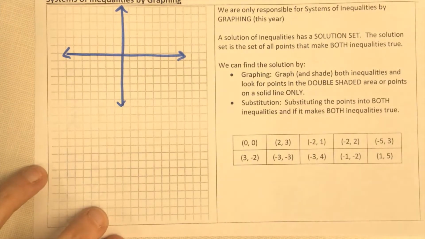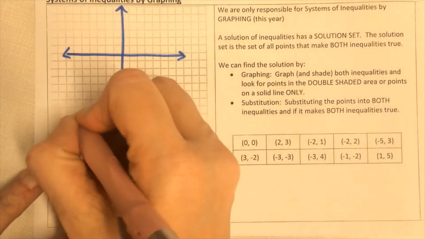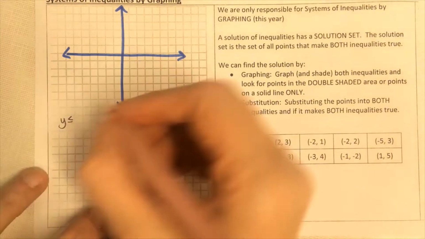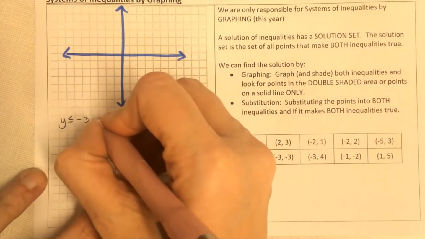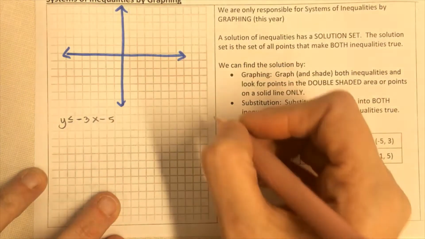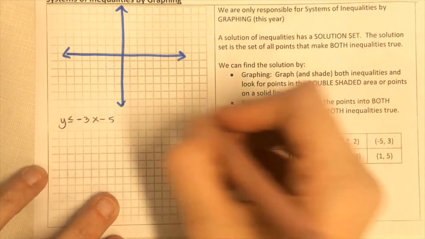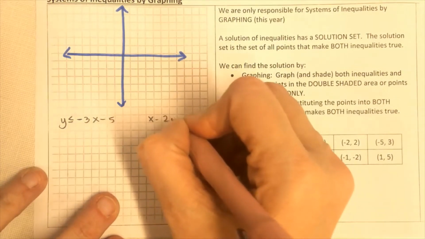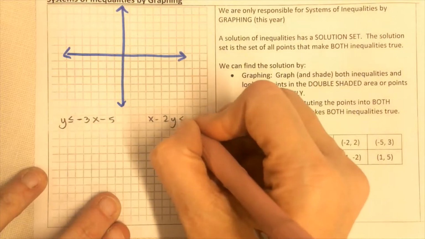Now, graphing inequalities is a whole other issue. I probably ought to make a video about that. Maybe I will. I have these two inequalities: y less than or equal to negative 3x minus 5, and x minus 2y is less than negative 4.